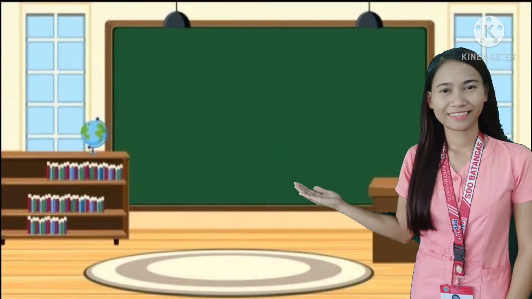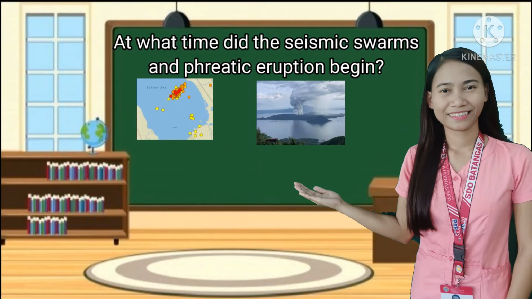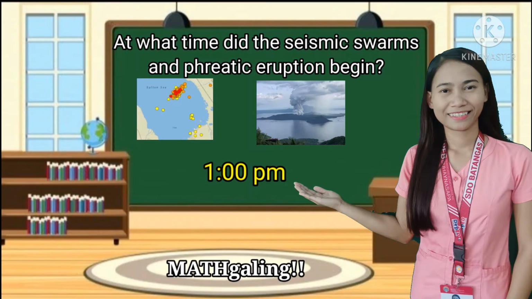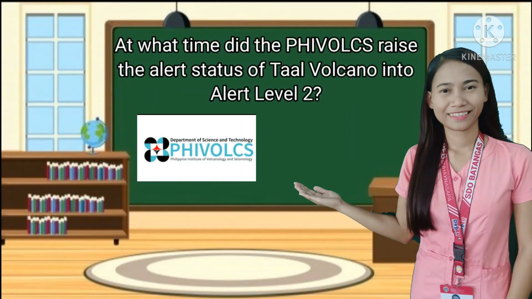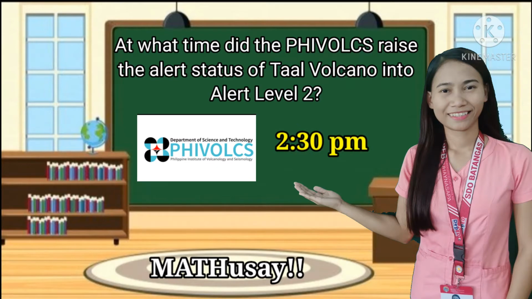For question number 4. At what time did the seismic swarms and phreatic eruption begin? If your answer is 1 p.m., you are magaling. For question number 5. At what time did the PHIVOLCS raise the alert status of Taal volcano into alert level 2? If your answer is 2:30 p.m., you are mahusay.